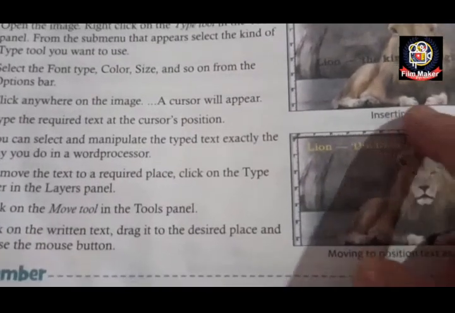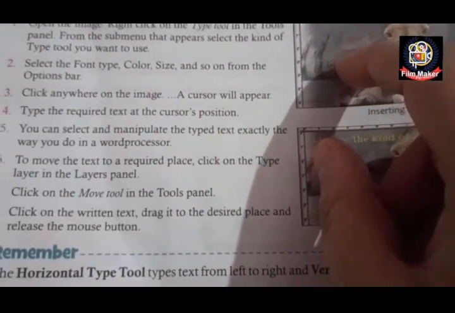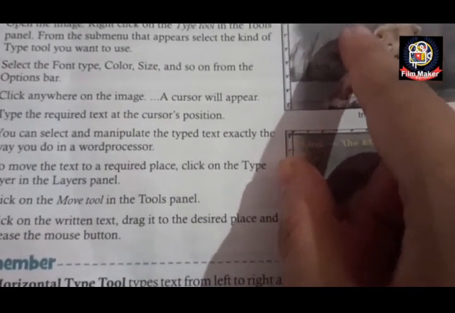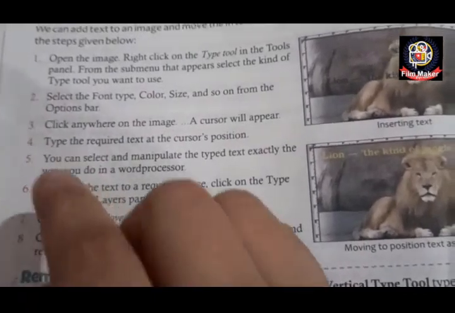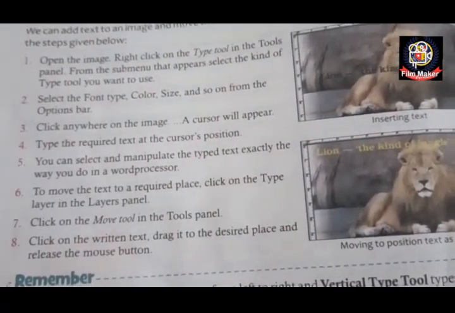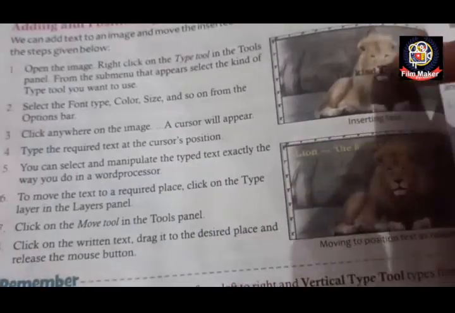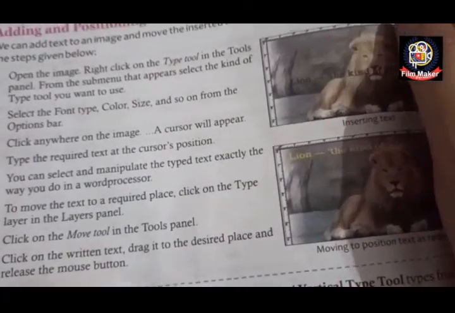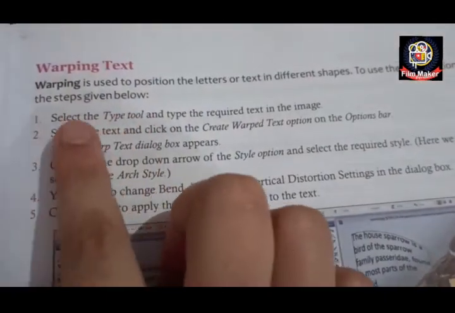We all know how we can move it. Just select the text, click it over there, and press the left mouse button. The moment you release the left mouse button, the text will get placed over there. Okay, so this is how we can type the text by using the type tool, and after that we can add and position the text, that we have discussed just now. Clear? Now come to the next one, that is warping text.